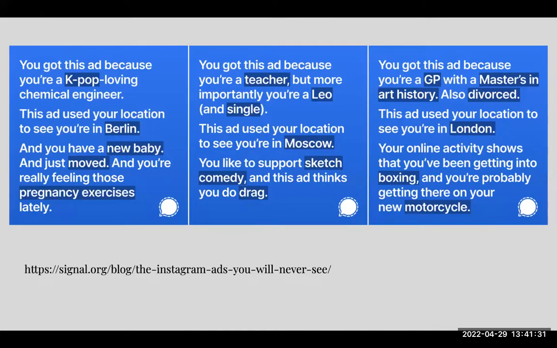So I usually walk the students through one of the ads and how exactly they would have gotten this information. They would probably know that you listen to K-pop from your streams on Spotify or on Apple Music. They would know your location based on location services. And if you had a new baby, maybe there was a registry for the baby, or even people in your circle maybe were looking for baby gifts.